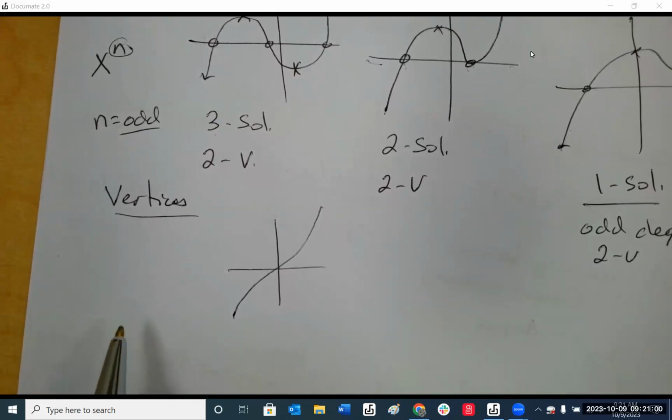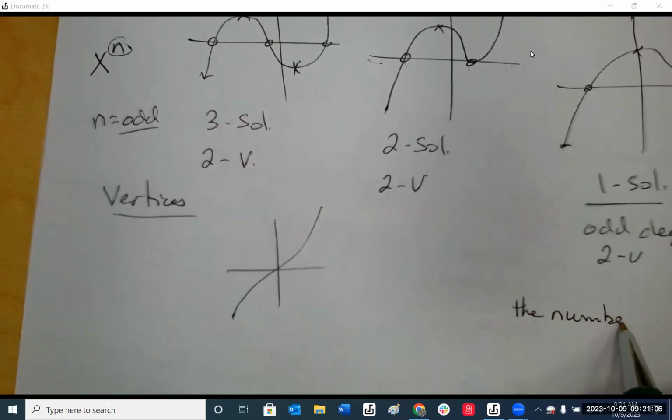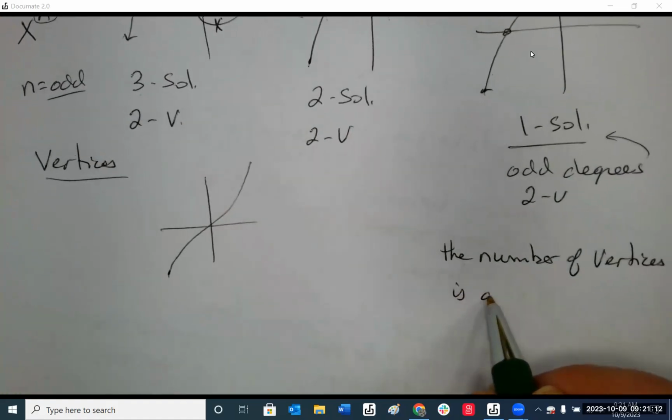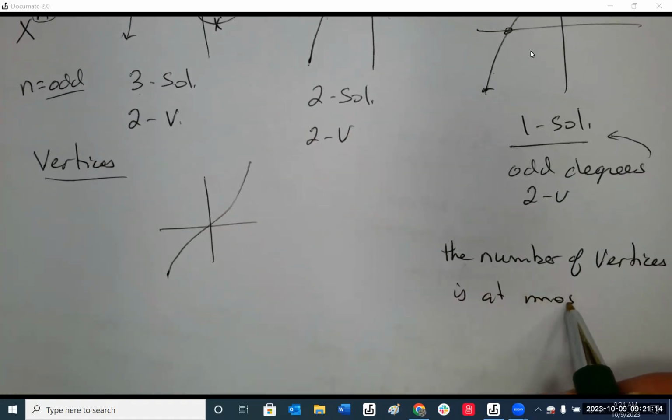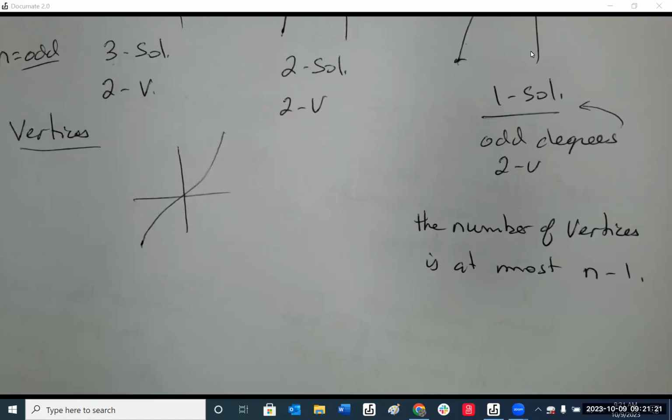So the general rule: the number of vertices is at most n minus 1. Remember, n is the degree. Whatever your degree is, you're going to have 1 less number of vertices.